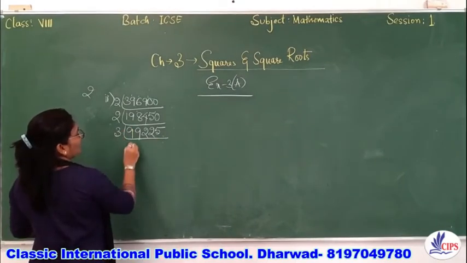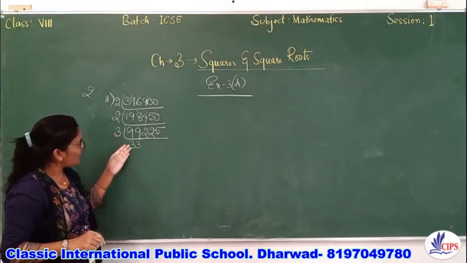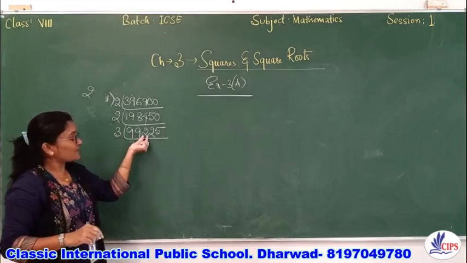So here 3 3s are 9, 3 3s are 9. Please listen carefully. Here we have completed our divisions here. 3 3s are 9, 3 3s are 9. So our next number is 2.